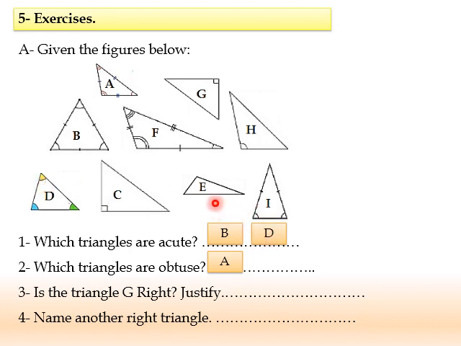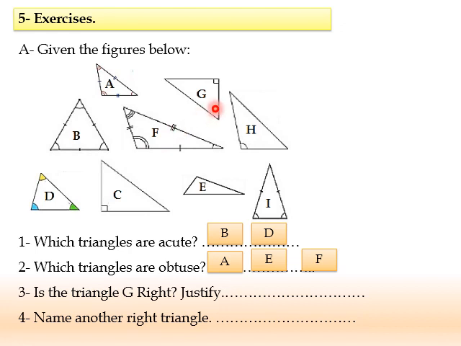What about E? This is an acute angle, but this angle here is obtuse. It's greater than 90. So triangle E is classified as an obtuse triangle. What about F? It's clear that this angle here is obtuse. It's greater than 90. So triangle F is classified as an obtuse triangle.